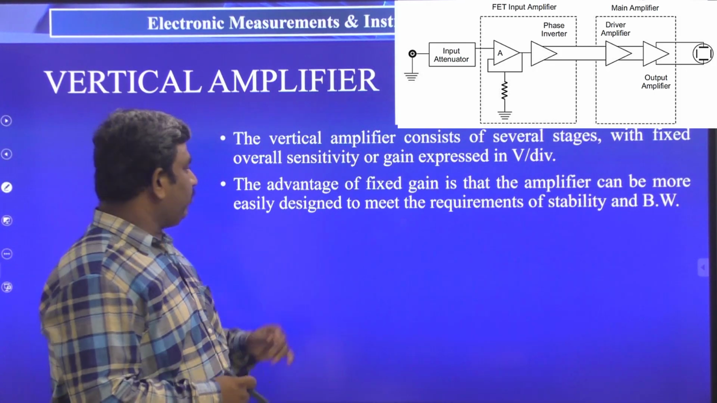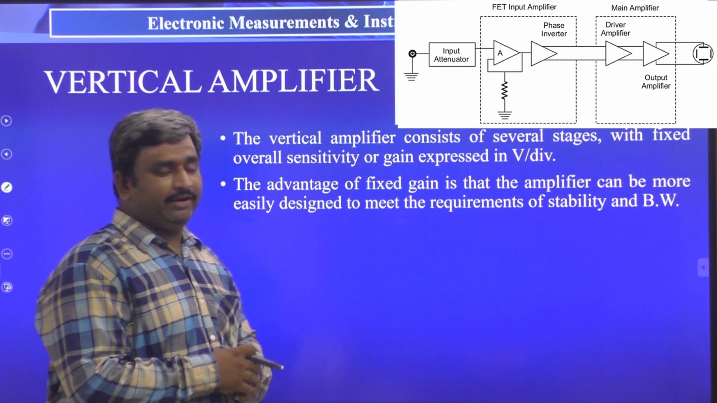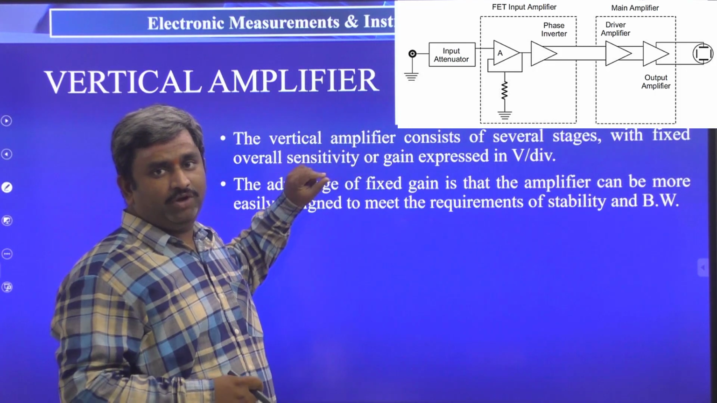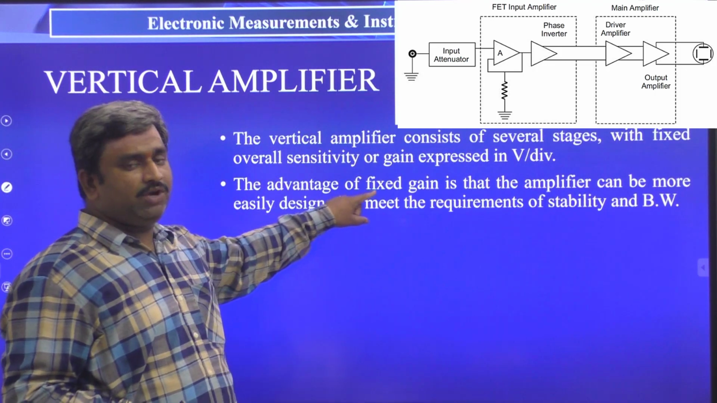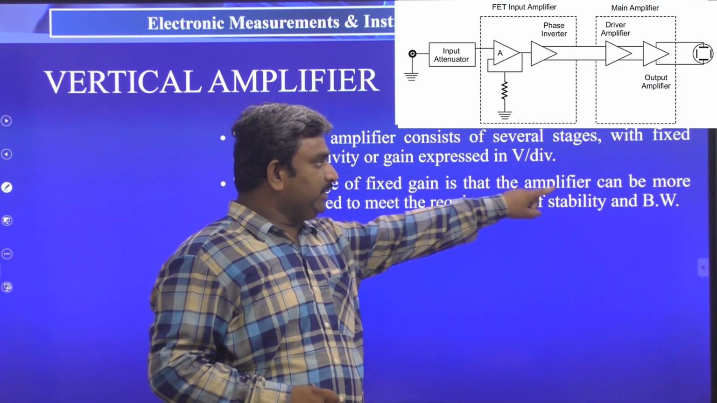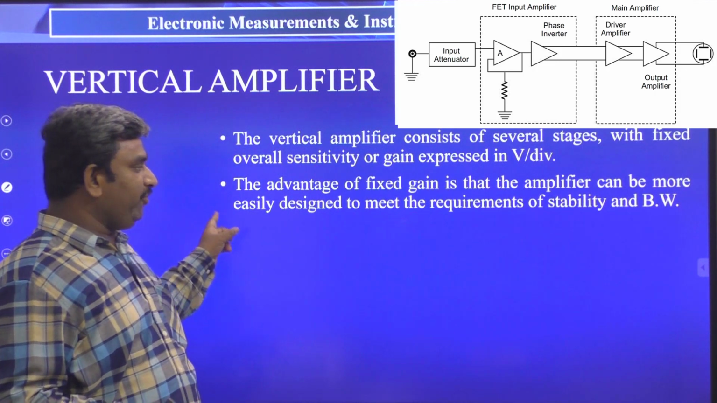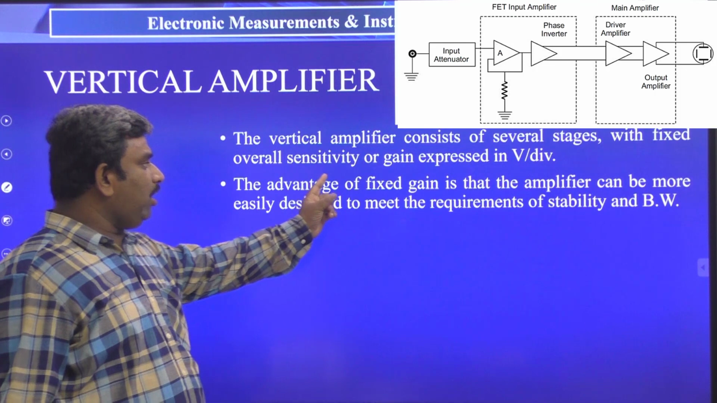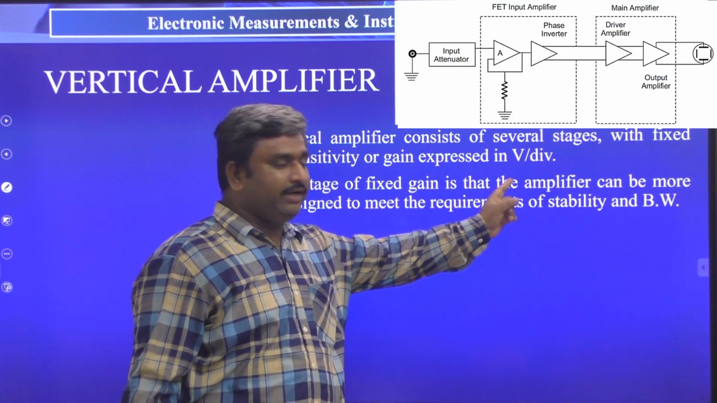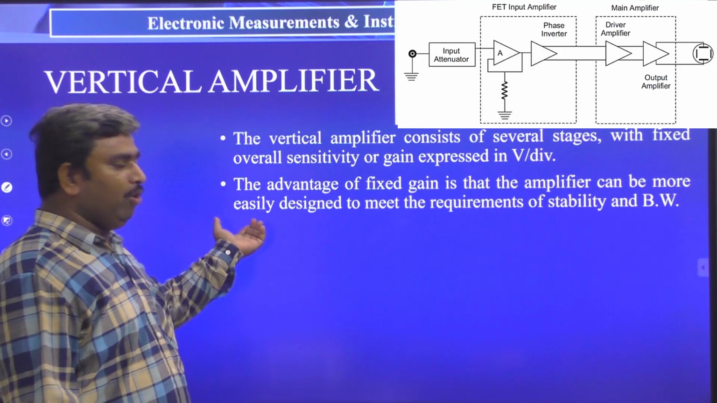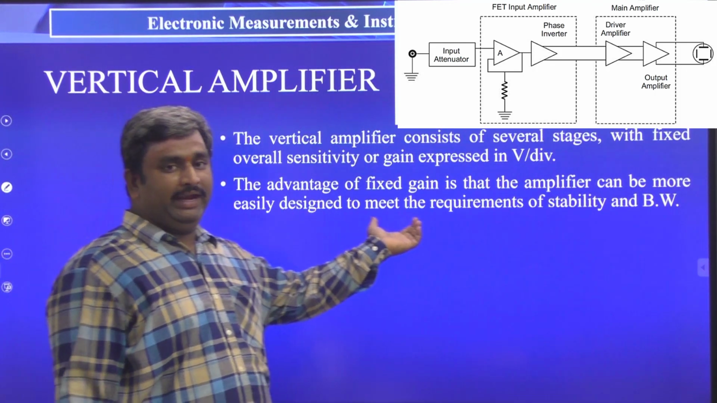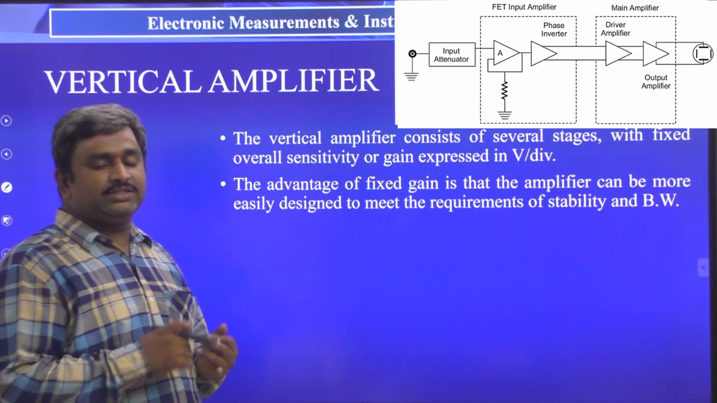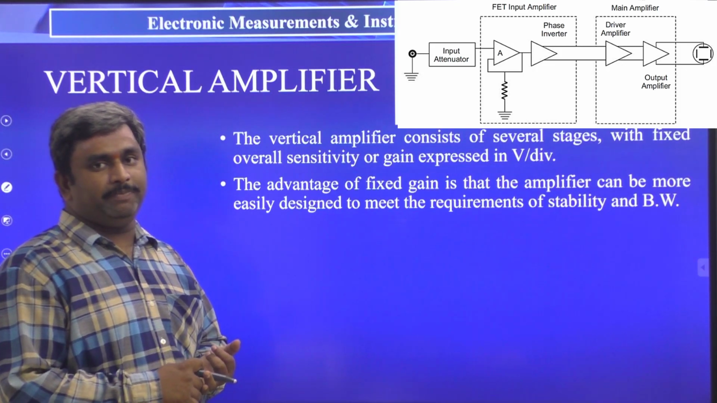Next, coming to the second point, the advantages of fixed gain. Here I said that we are using a fixed gain circuit. What is the purpose of fixed gain? The advantage of fixed gain is that the amplifier can be more easily designed to meet requirements of stability and bandwidth. Here stability and bandwidth are very important parameters.